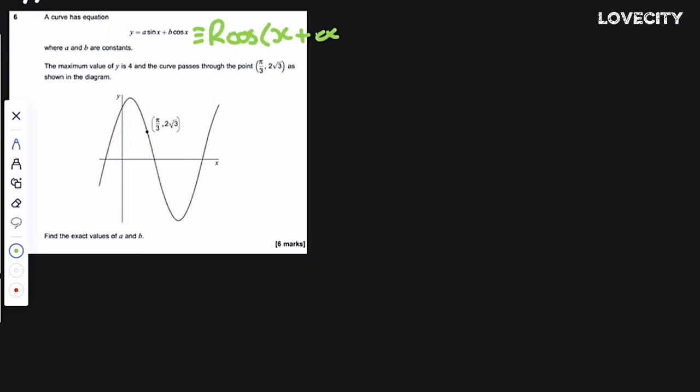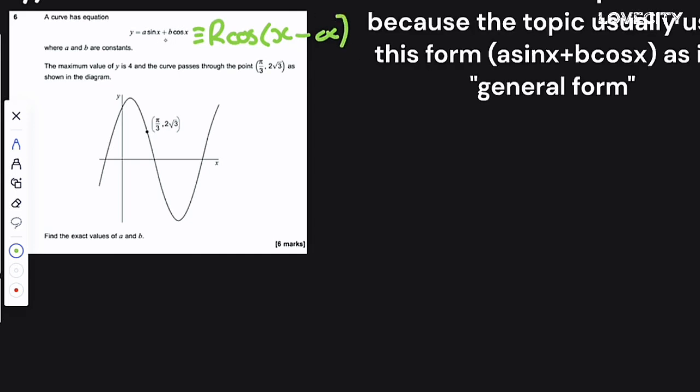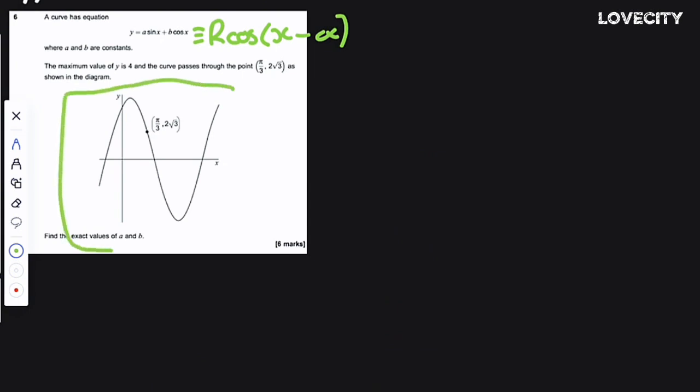So for this one, as soon as I saw it, when I see this a sin x plus b cos x, this should make you think of the r cos form. So this is identical to r cos x minus alpha or plus alpha. I'm going to keep it as minus alpha simply because potentially it'll be nicer.